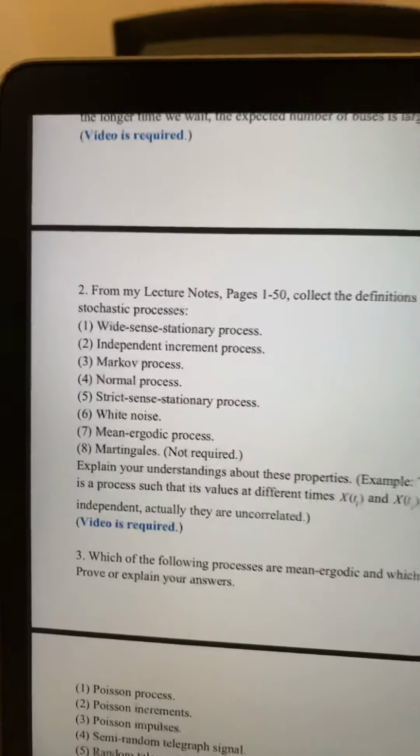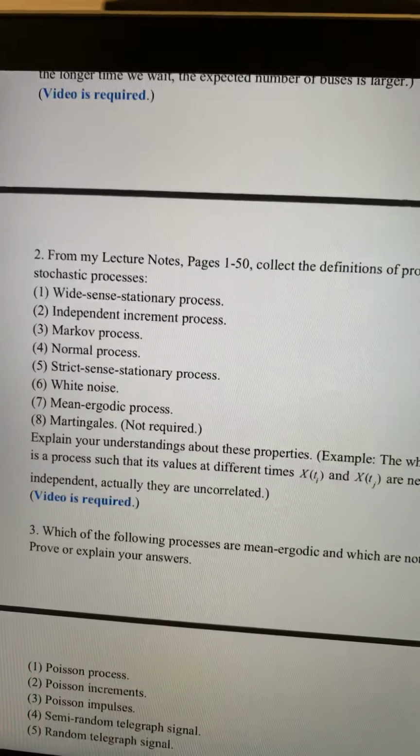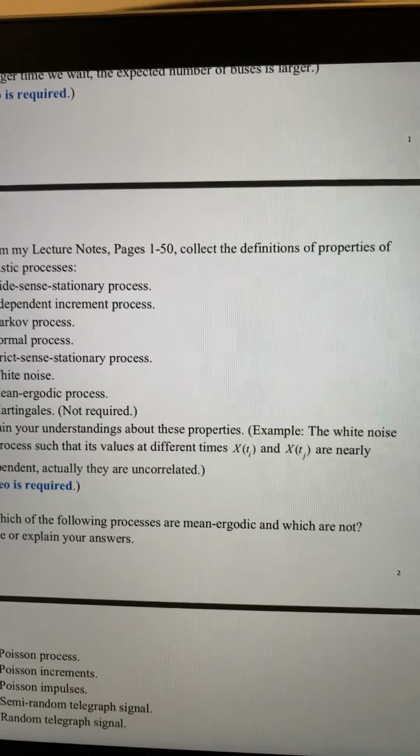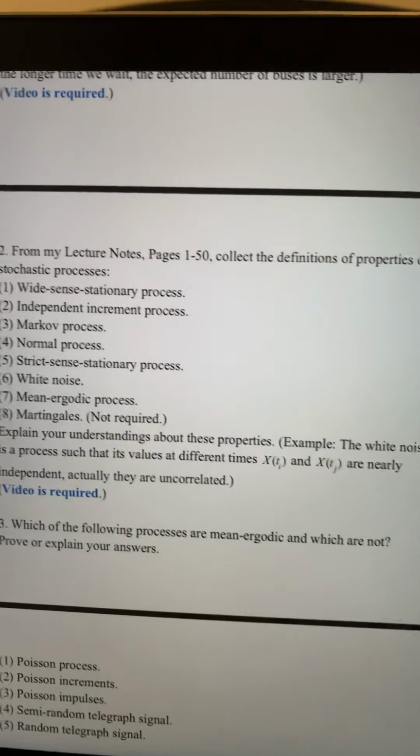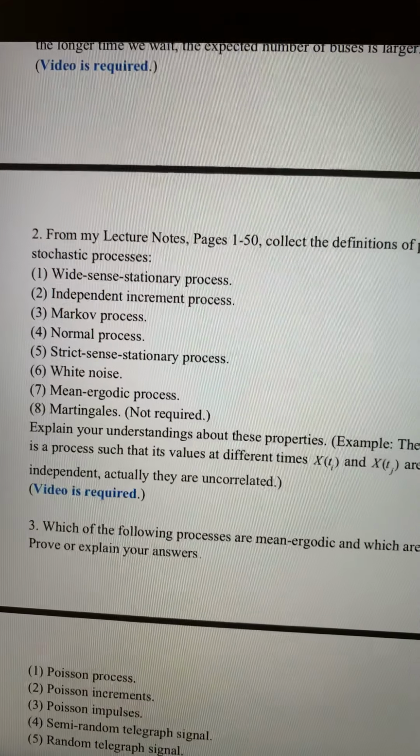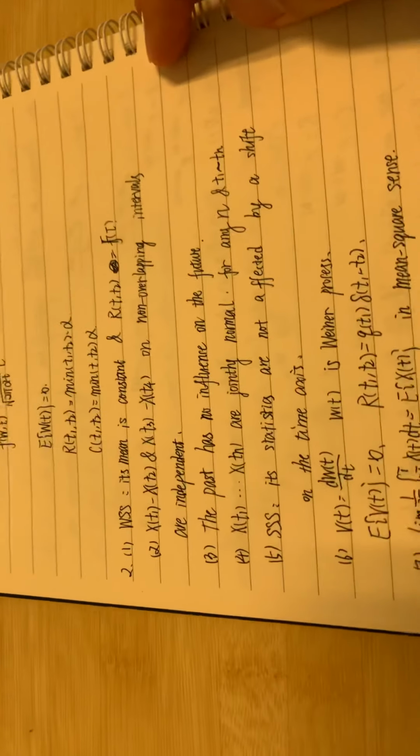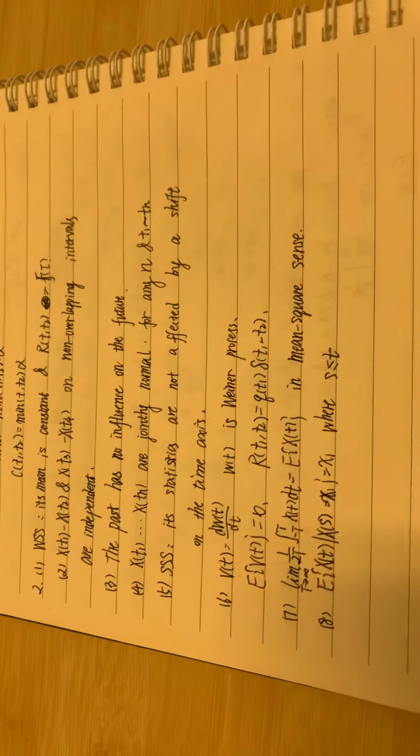Question 2 says we should find and collect the definition of properties of stochastic processes. This is the solution, and first is the wide sense stationary process.